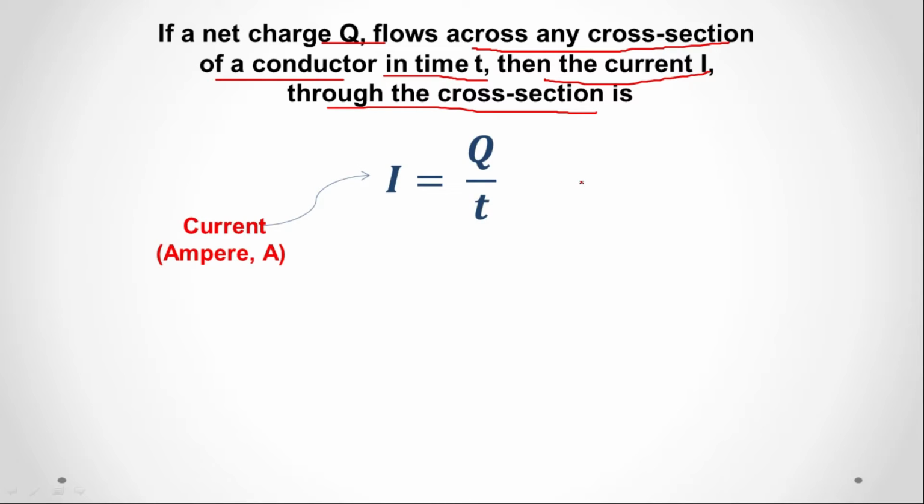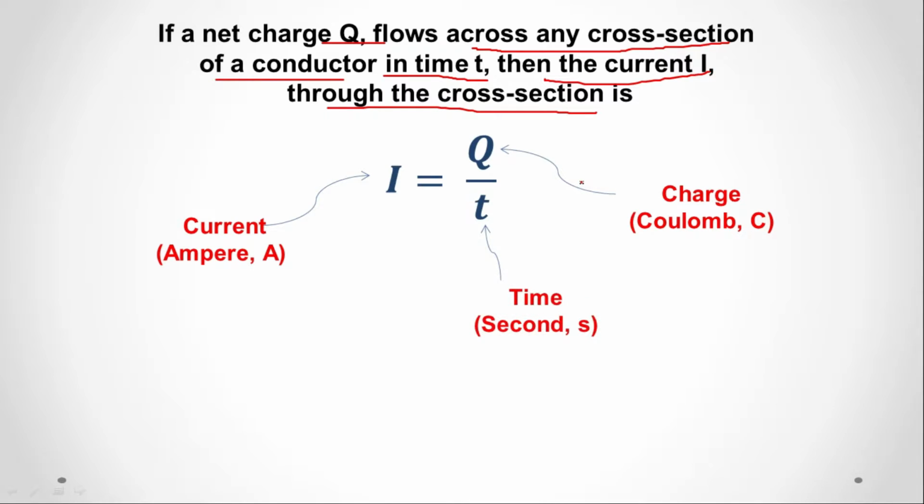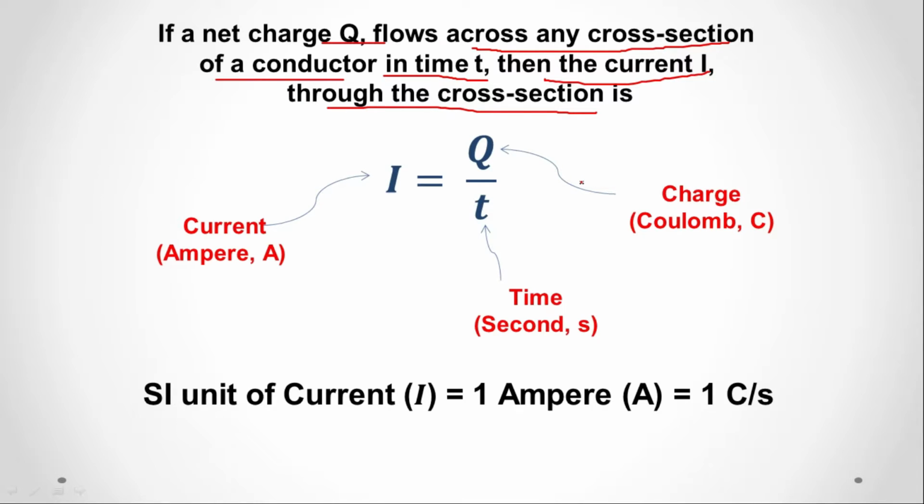So I is current, the symbol of current is I, and the unit of current is ampere, capital A. Q is the symbol of charge and the unit of charge is coulomb, capital C, and t is the symbol of time and its unit is second, small s. So the SI unit of current I will be: 1 ampere is equal to 1 coulomb per second.